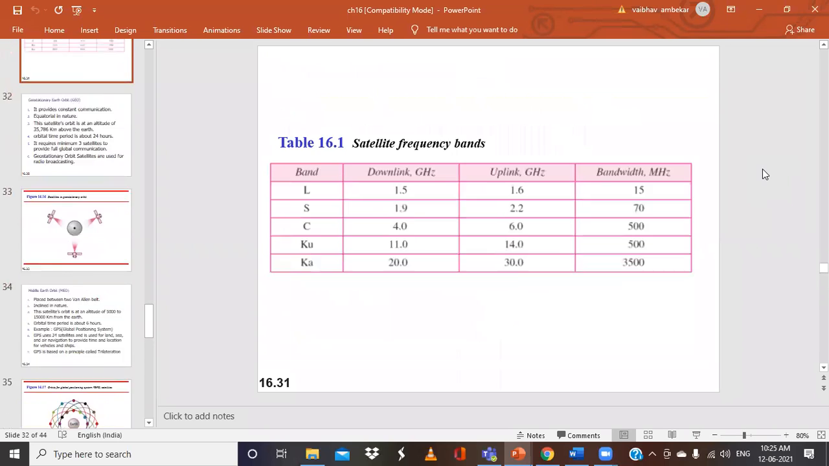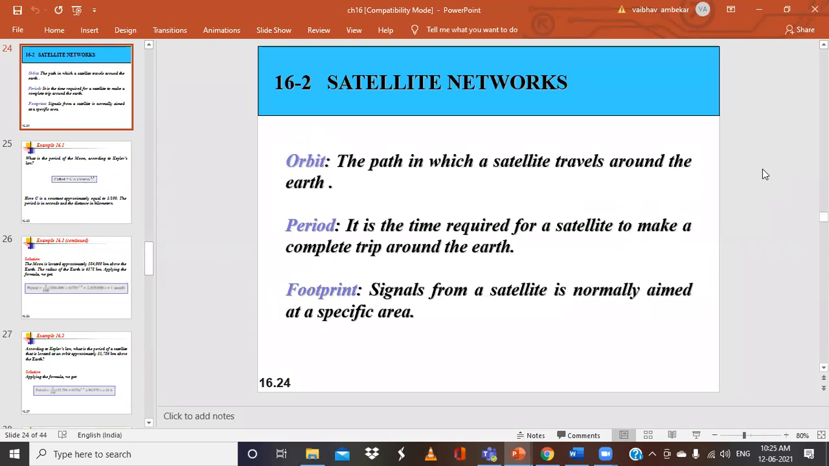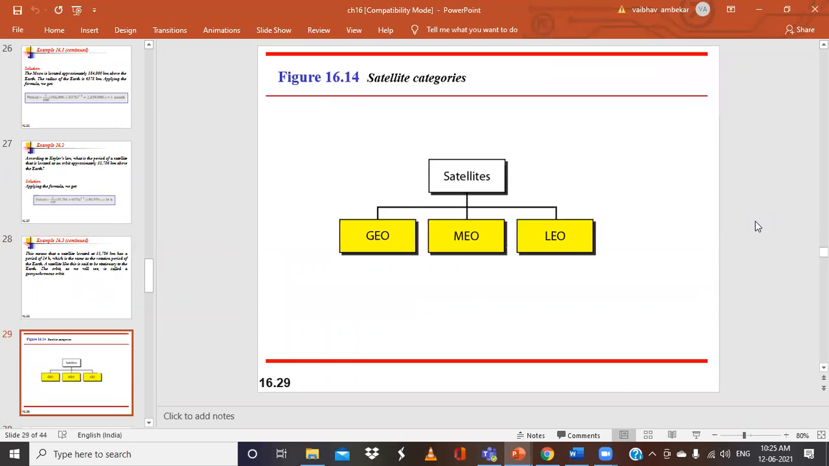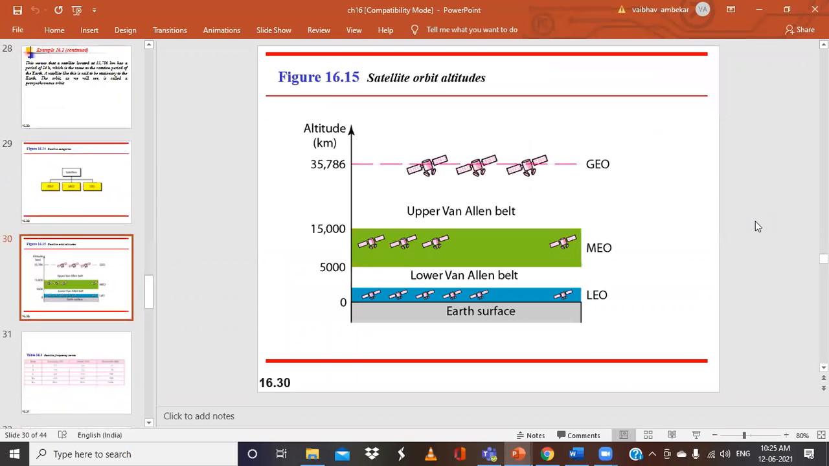Okay, so that we call the period. We have discussed this. It is the time required for a satellite to make a complete trip around the earth, that we call the period. Because they are placed at different distances, their time periods are different. That is the basic thing you need to understand. The GEO satellites are positioned at this distance from the earth, and the MEO satellites are placed in this range. So the distance is less compared to GEO, so they will take less time. It is obvious.